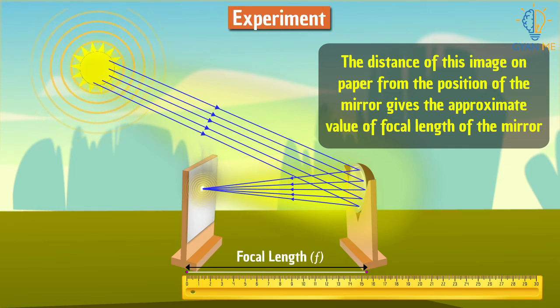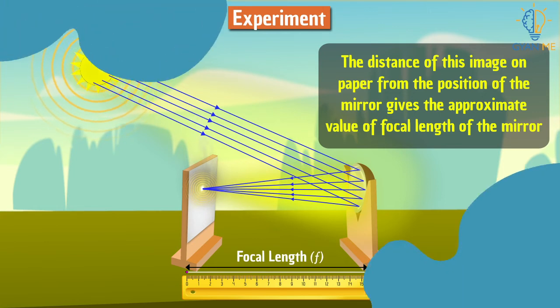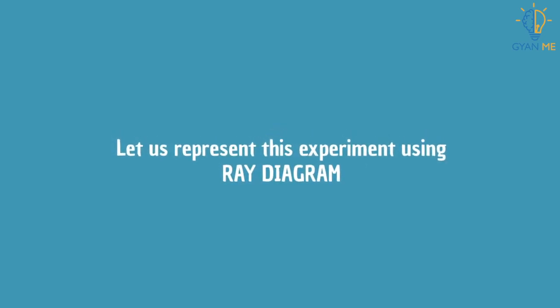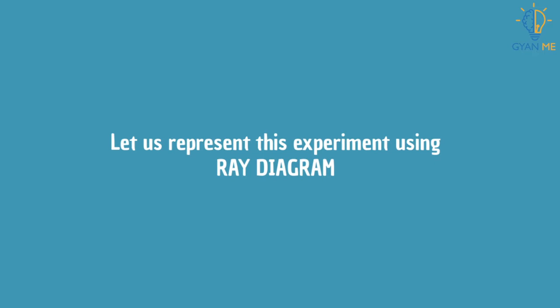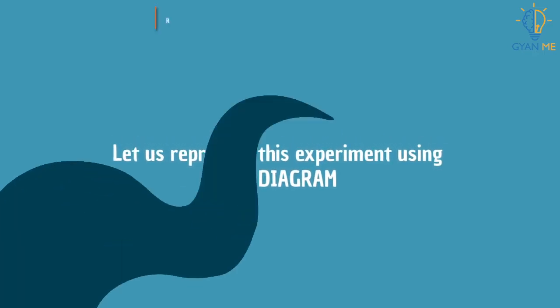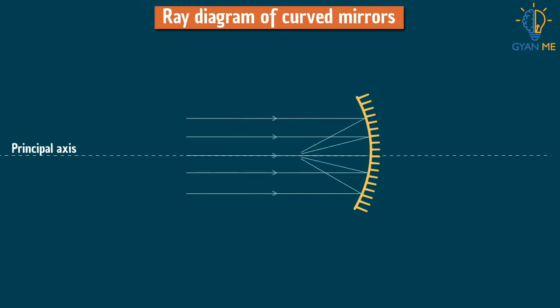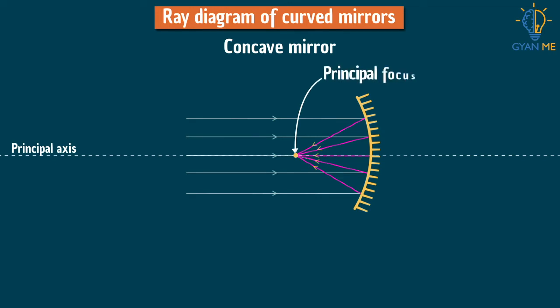Now students, let us represent this whole experiment on paper with the help of a ray diagram. We usually do this in physics. You will also do it in your school. Students, a number of rays parallel to the principal axis are falling on a concave mirror. Observe the reflected rays. They all are meeting or intersecting at a point on the principal axis of the mirror. This point is called the principal focus of the concave mirror.